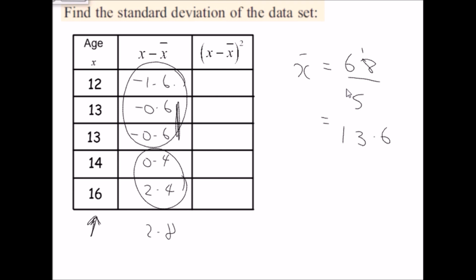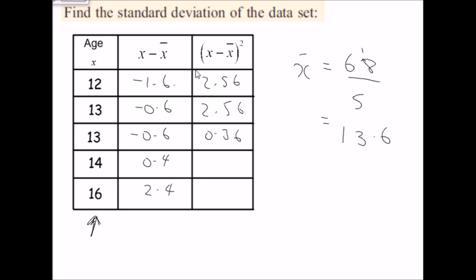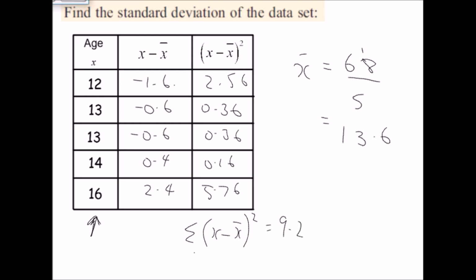So I can't add the deviations, I need to square them. So if I square -1.6, I get 2.56. Square the -0.6, I will get 0.36. 0.4 squared would be 0.16, and 2.4 squared would be 5.76. So these are the squares of the deviation, so I now need to add up the squares of the deviation. So let me do that. So the squared deviation sum is 9.2, and therefore my standard deviation.